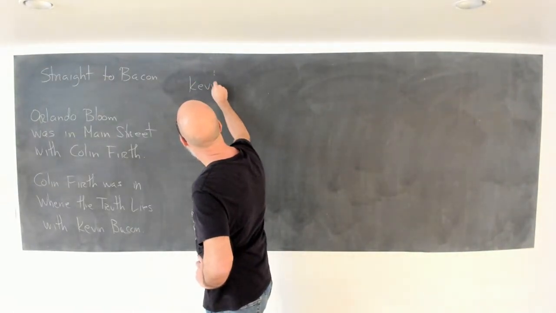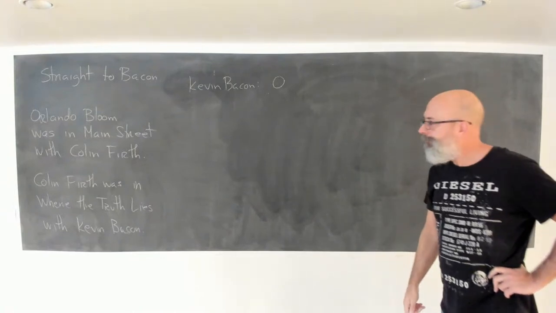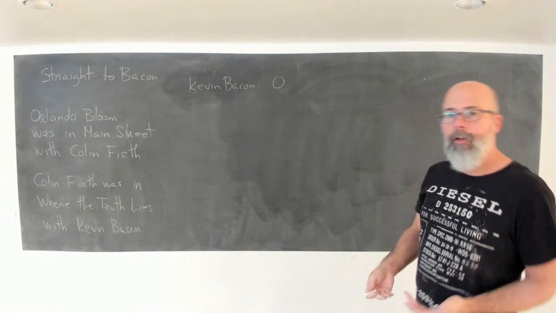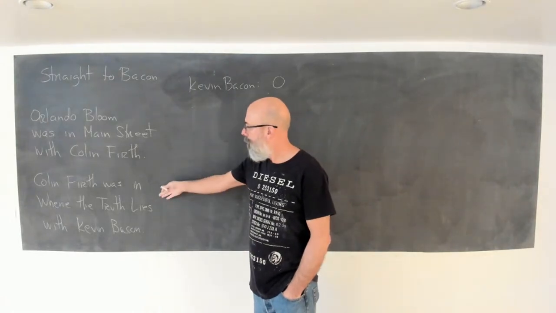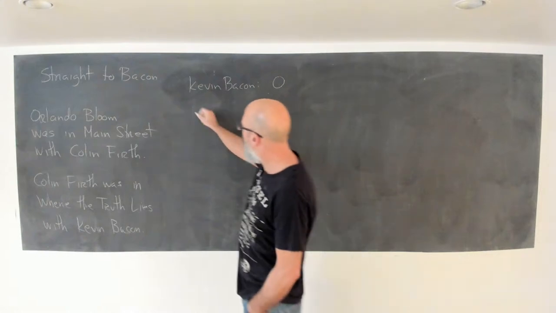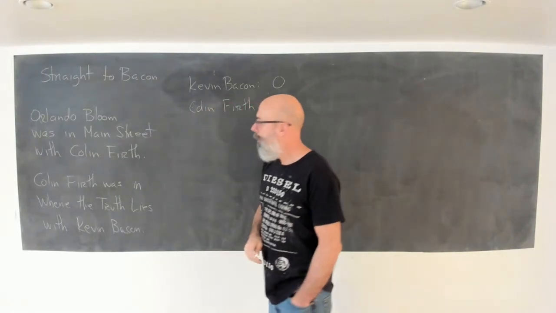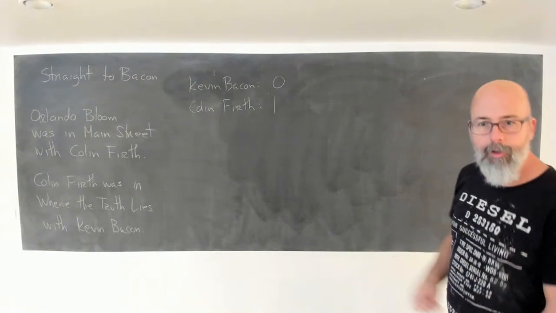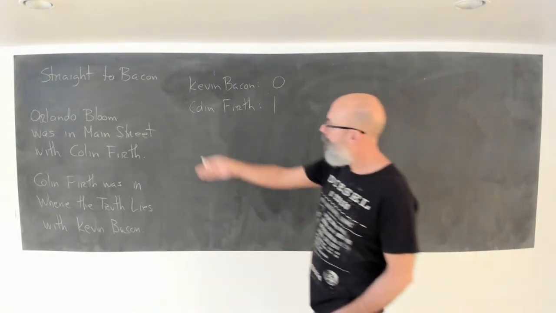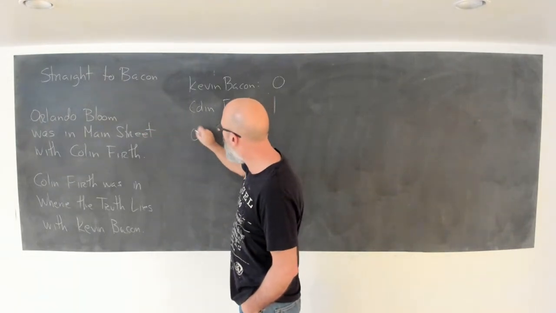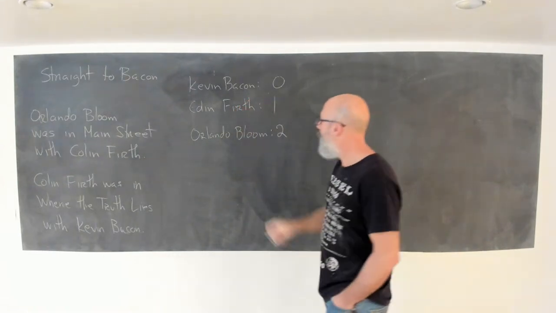Kevin Bacon has Bacon number 0. If you're not Kevin Bacon, but have appeared in a movie with Kevin Bacon, then you have Bacon number 1. Colin Firth has Bacon number 1. If you're not Kevin Bacon and have never appeared in a movie with Kevin Bacon, but have appeared in a movie with somebody who's appeared in a movie with Kevin Bacon, then you have Bacon number 2. Orlando Bloom has Bacon number 2, and so on and so on.